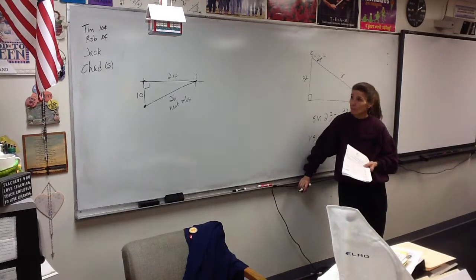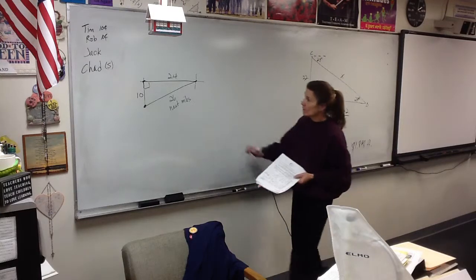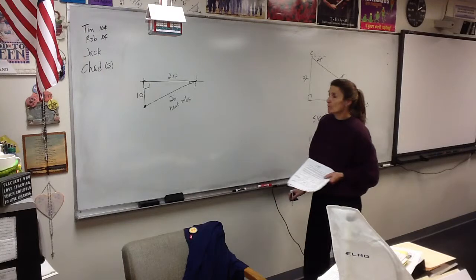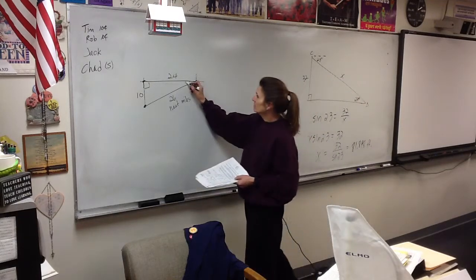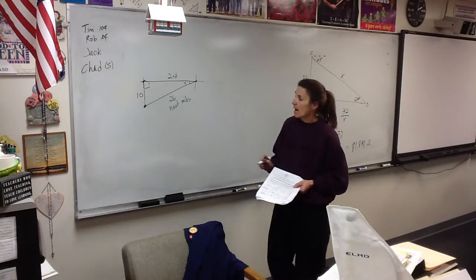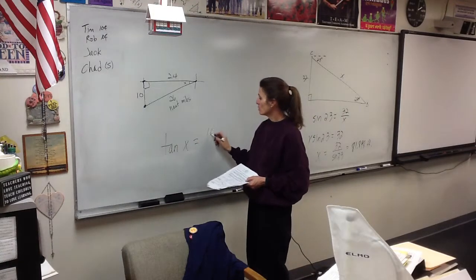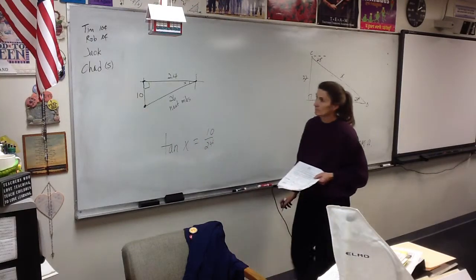That's a Pythagorean triple. I happen to have it memorized. Now, what about his direction? Well, I really need this angle right here. I need that angle. So to find that angle, I'm going to call it x. To find that angle, I'll probably use tangent. I'll say the tangent of that angle equals 10 over 24.